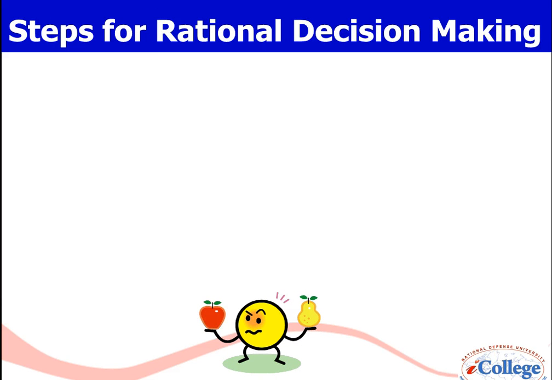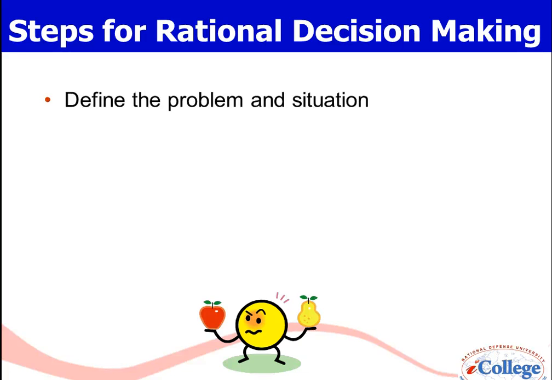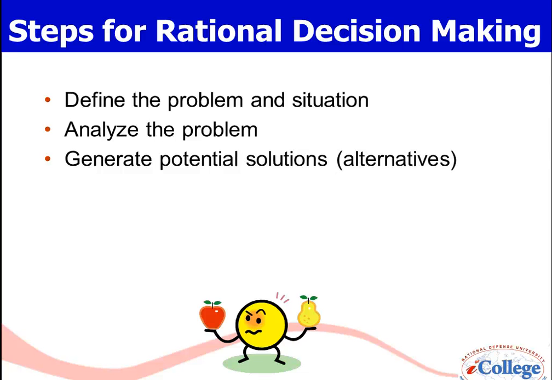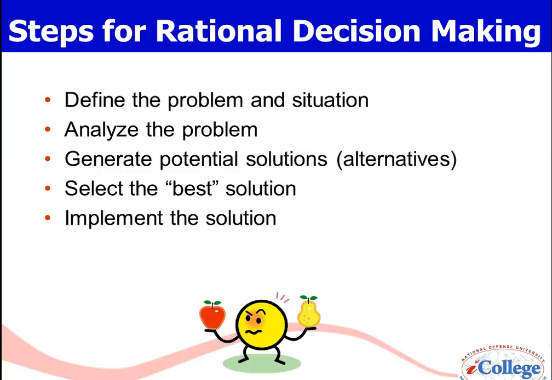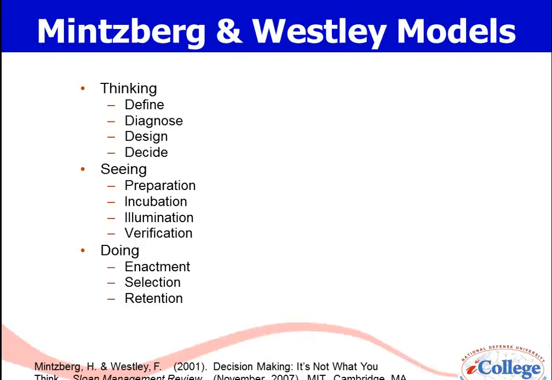Using a rational style of decision making implies a series of logical steps to solving a problem. Define the problem and the situation you face. Analyze the problem given that situation. Generate potential solutions, select the best solution, implement it, and evaluate it. There are, however, those who suggest that it's not as easy as a rational approach might imply.